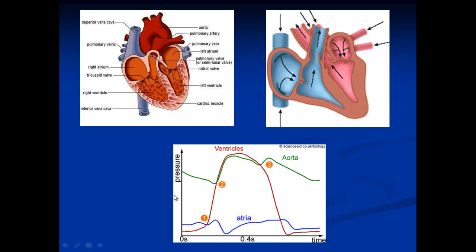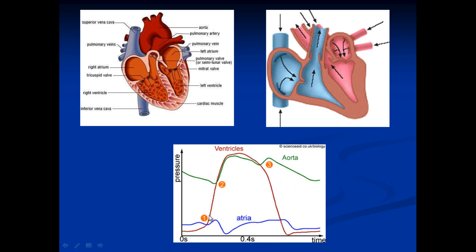At this point, if you go further round on the graph, up to point 3, the pressure in the aorta is now greater than the pressure in the ventricle, and so that now slams shut the SL valves. And if we continue going down this graph, you can see here that the ventricular pressure eventually becomes lower than the atrial pressure, and so at that point the atrial valves are opening, and therefore the blood is flowing through the atria and into the ventricles.